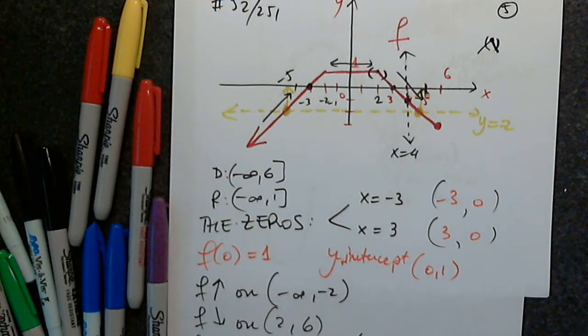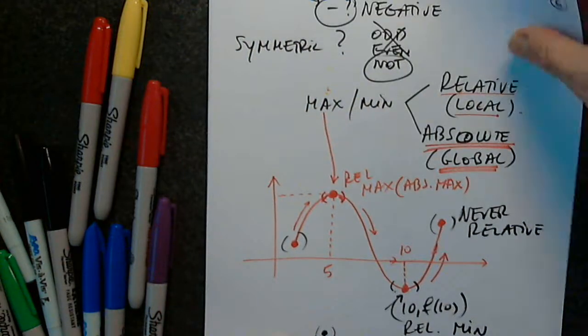Okay, so let's summarize. We looked at three different things: increasing, decreasing, and constant. We looked at max, min, local, relative, and absolute. And we also looked at odd and even functions, which means symmetric. So this is what we have studied so far in this class today. And what I wanted to do next is talk about what is called the difference quotient. And then I'll stop.